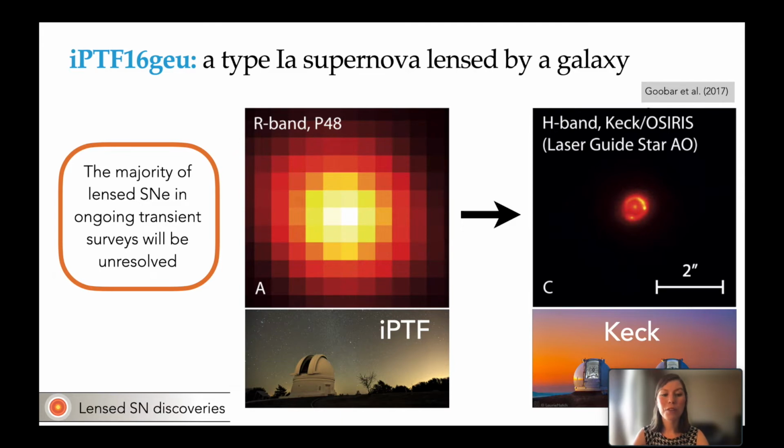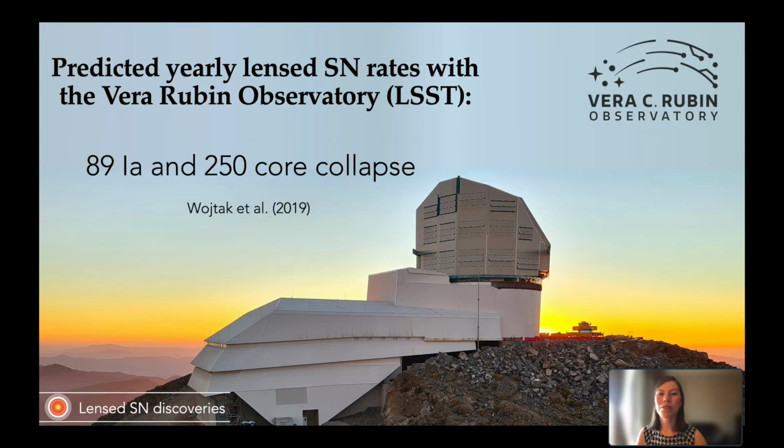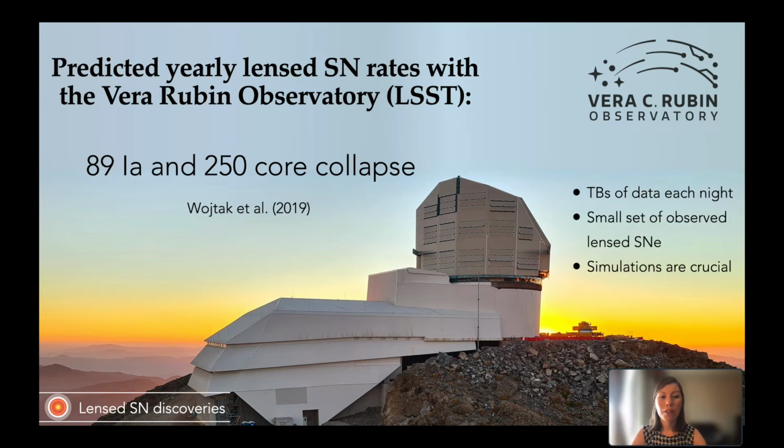But these numbers and odds are about to change drastically with the advance of the next generation telescopes, such as the Vera Rubin Observatory and the Roman Space Telescope. So here are some predictions for Rubin, or LSST. How many lens supernovae will be discovered in 1 year is around 91 Type Ia and 250 core-collapse supernovae. So this is such an increase in numbers of a few orders of magnitude, so it's quite exciting. But of course it also brings along different challenges.